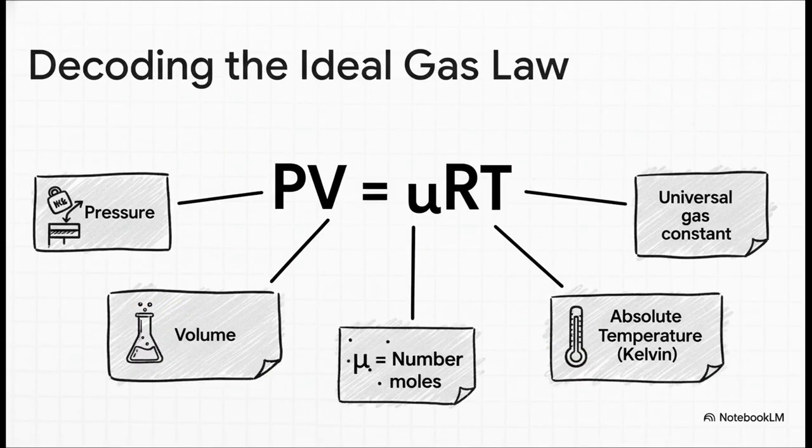So let's just quickly break down what's what. P is for pressure, V is for volume, and T, you guessed it, is the absolute temperature, and it has to be in Kelvin. Mu is just how much gas you have, and R is just a special number called the universal gas constant that makes all the math work out perfectly.